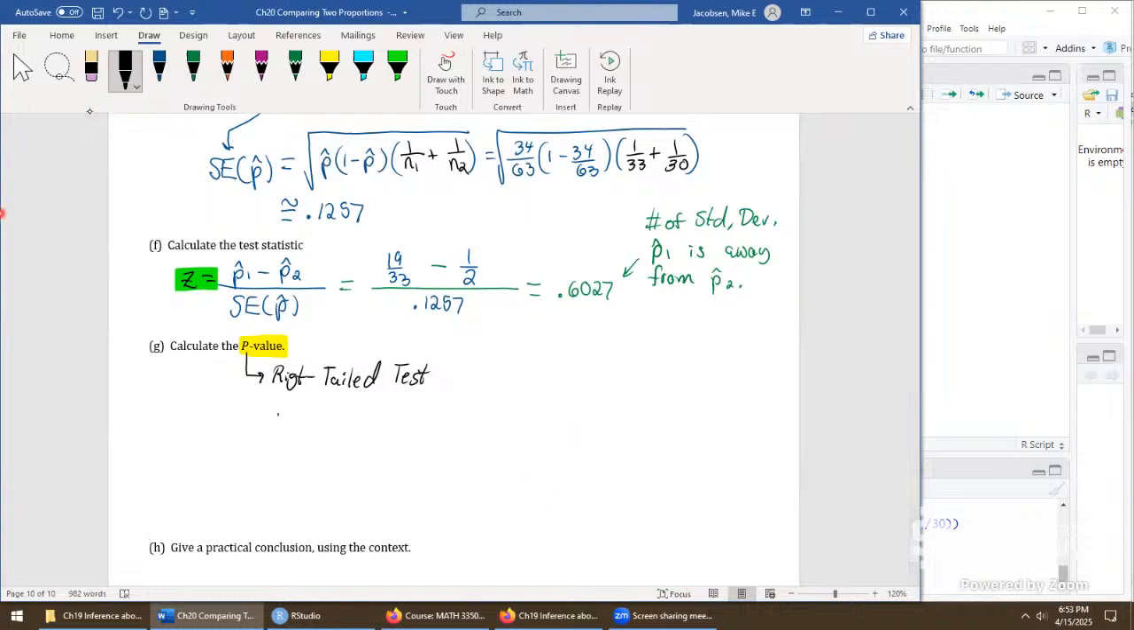But for the right tail test, we have a p-value. It's going to be now just p norm. P norm because we used z. If we used t, we'd have used pt instead. Do p norm. Z goes inside right into that position. So throw in 0.6027.